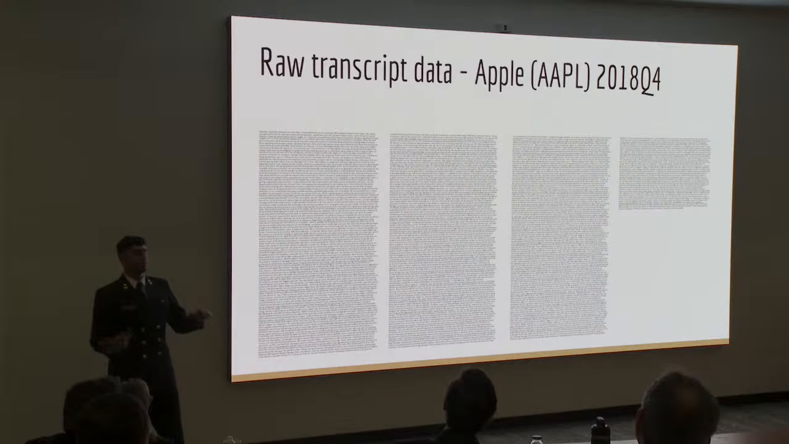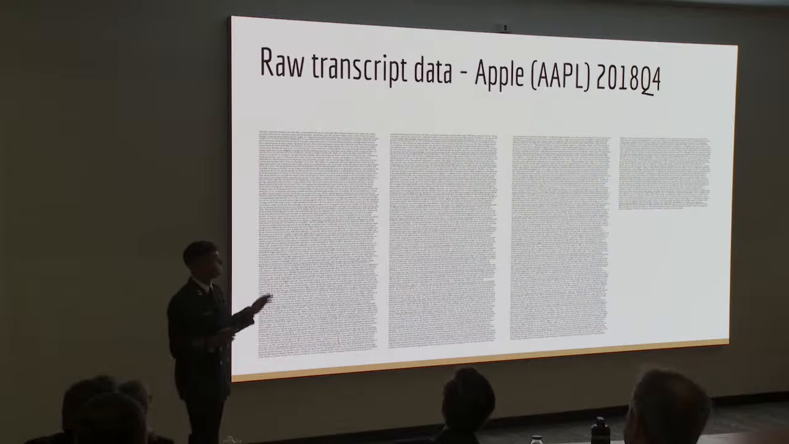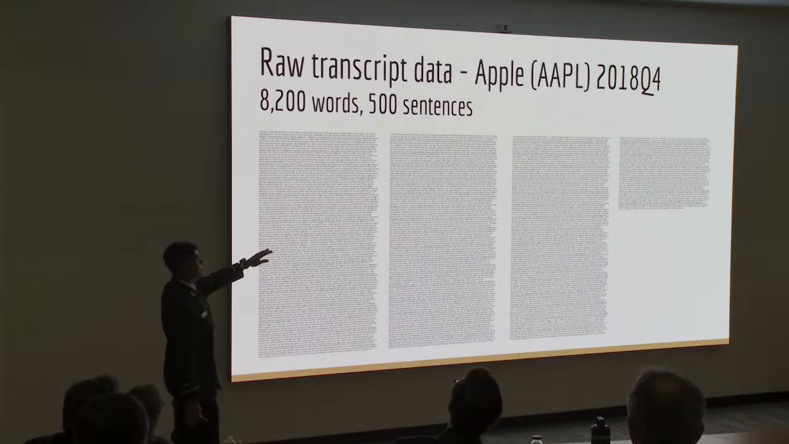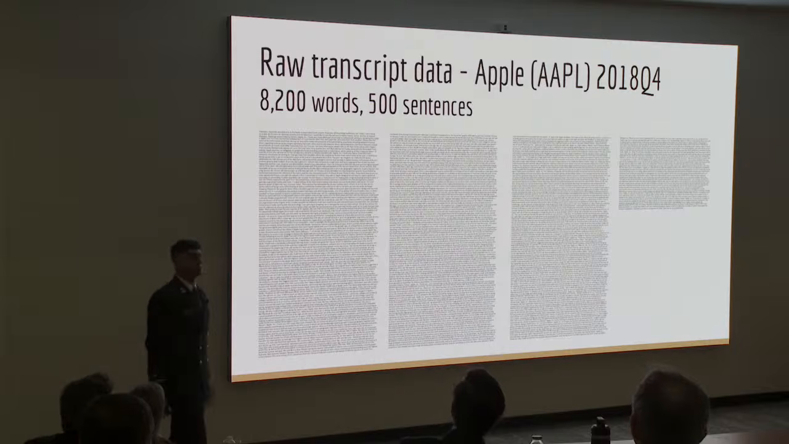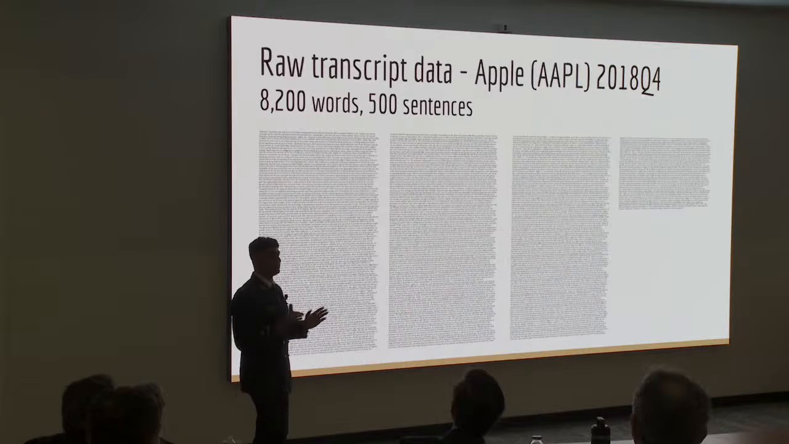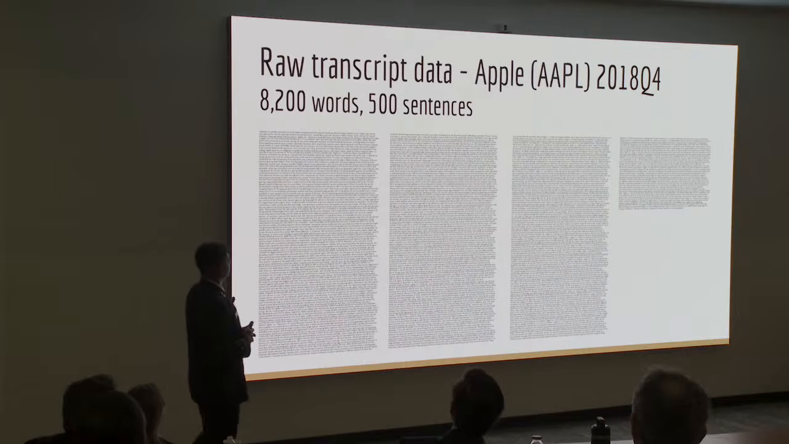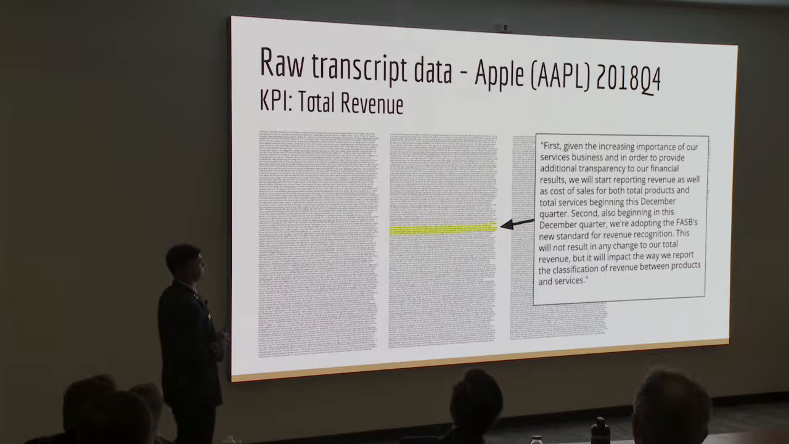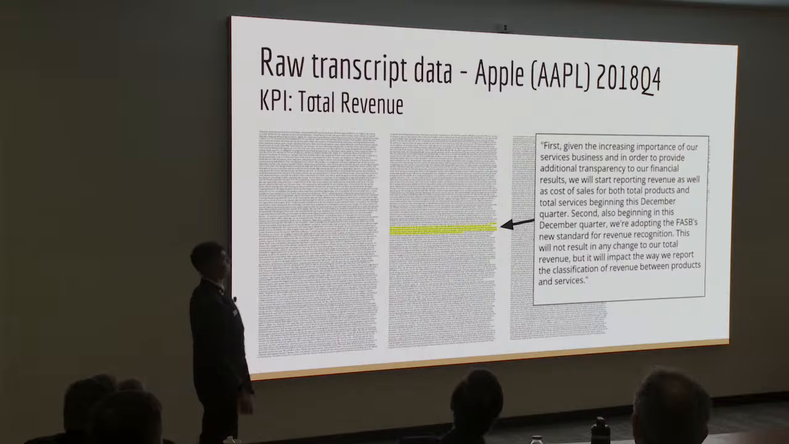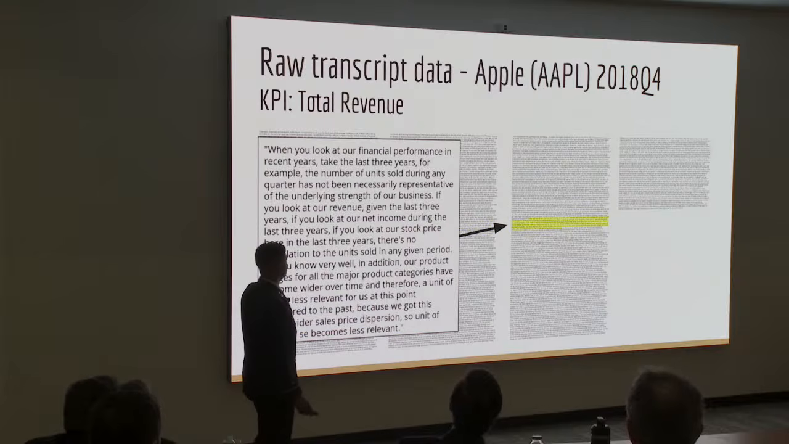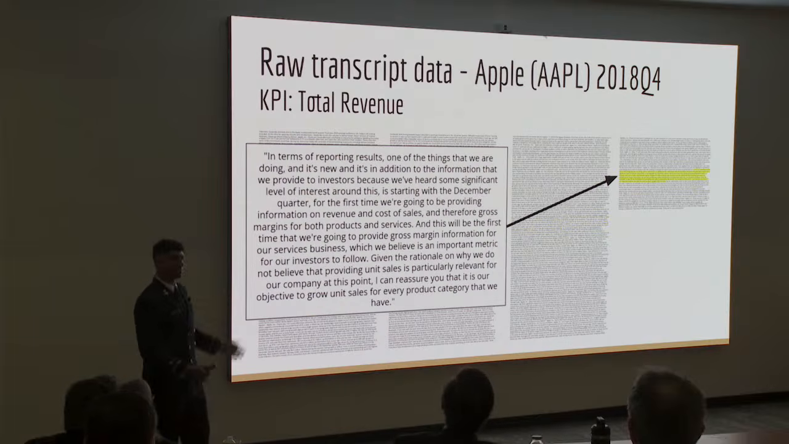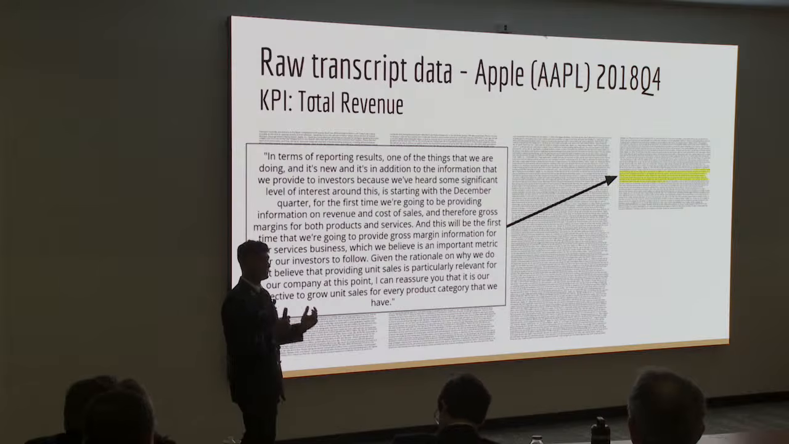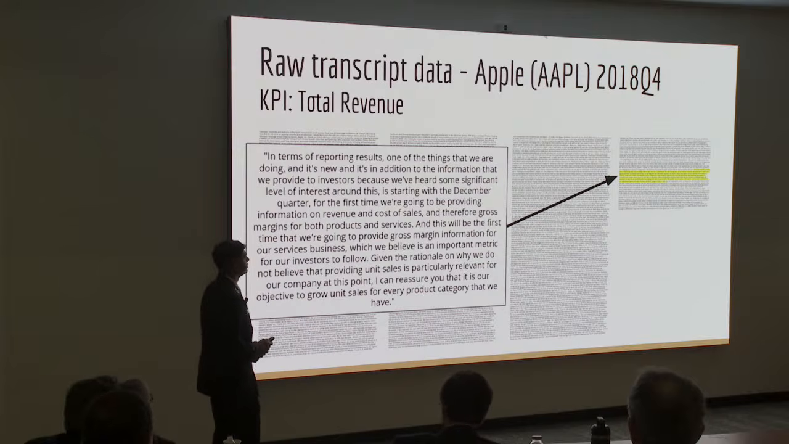Let's go apply this to an entire transcript now. This one is Apple's 2018 quarter 4 transcript, 8,200 words, 500 sentences, far too long for any of us to be reading. And let's see what sentences it pulls out. We have 1, 2, and 3. These are the sentences that the model found, the sentence chunks that it found as the total revenue sentences.